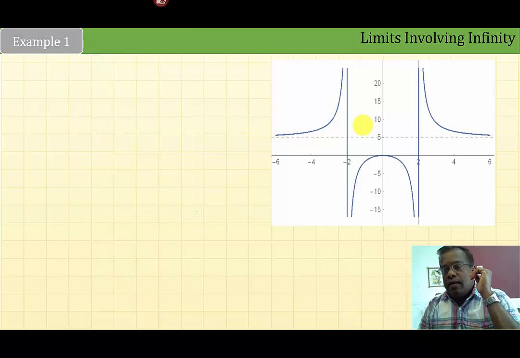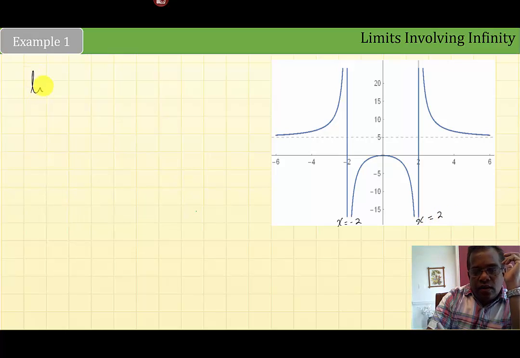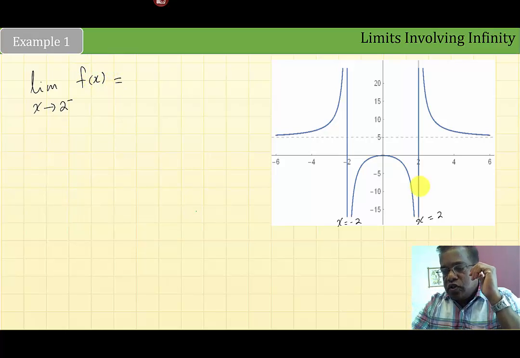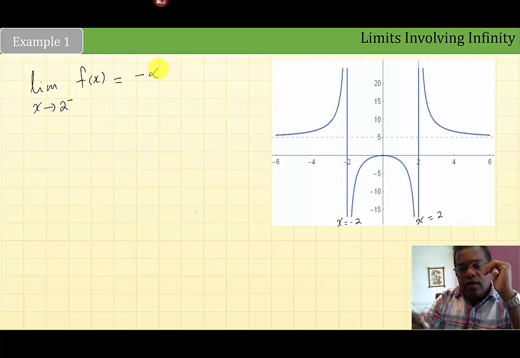Now let's look at example number 1. Here's a graph of a rational function. As you see, we have two vertical asymptotes, one at x equals negative 2, the other one at x equals 2. Now let's try to find the limit as x goes to 2 from the left of f of x. That means just before 2. Just before 2, the graph is going all the way down. That means it goes to negative infinity.